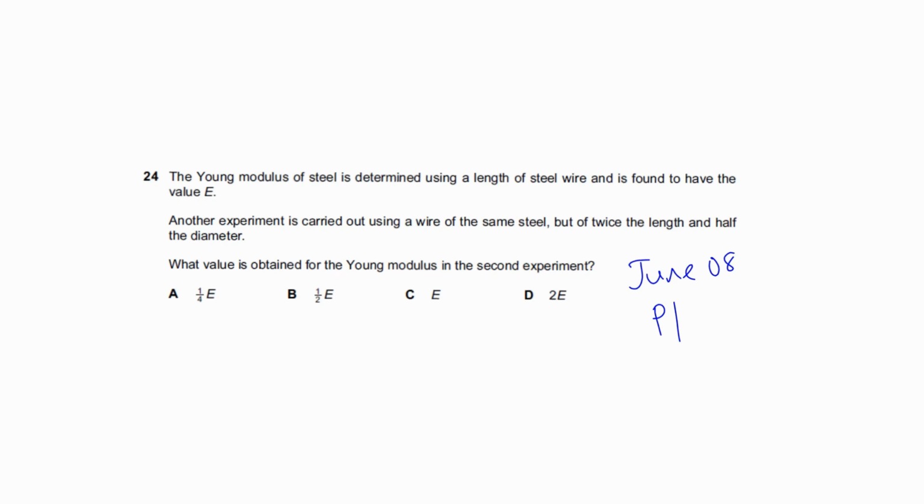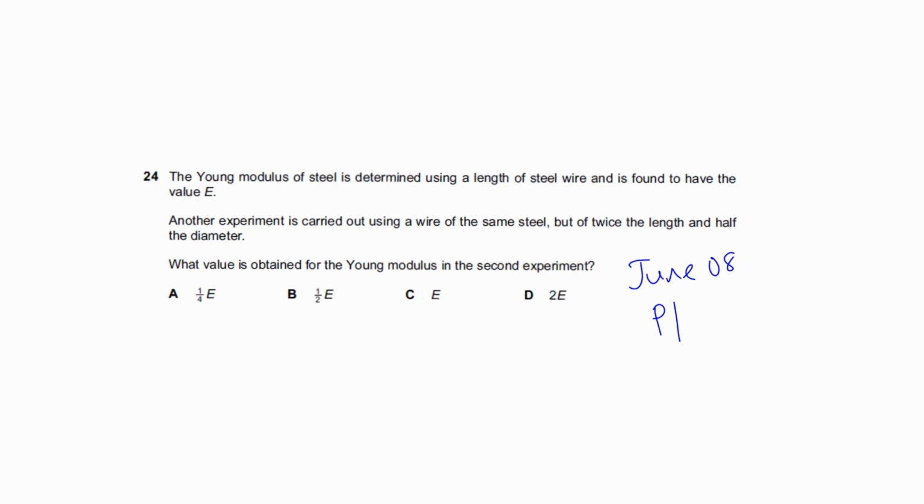Our next question, they give you the length and the value E, and then they say they're going to use the same steel, twice the length and half the diameter. What will be the Young modulus? Actually, this question is a trick question, because if you are using steel for the first case and you are using another wire of the same steel, it would mean the Young modulus is the same. So originally it is E, so therefore this is also E.